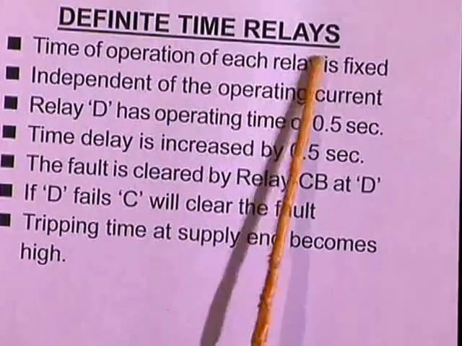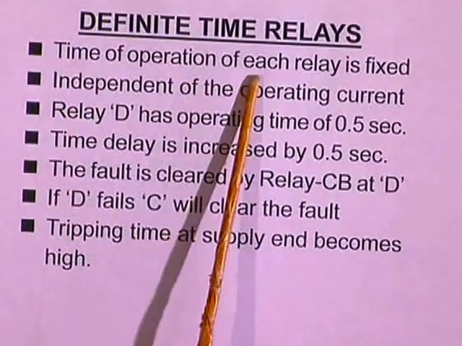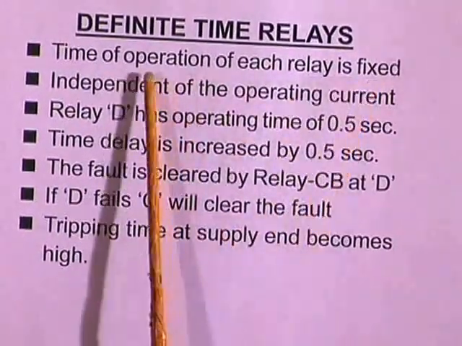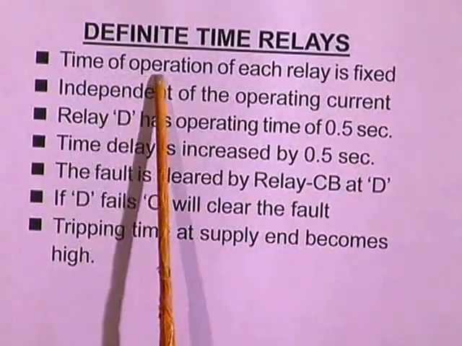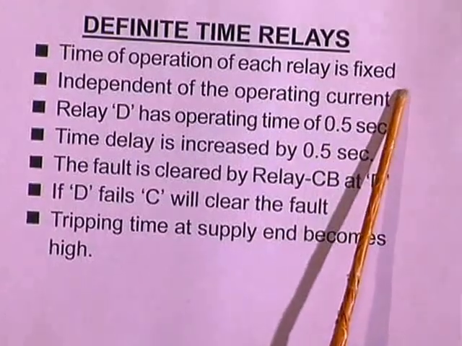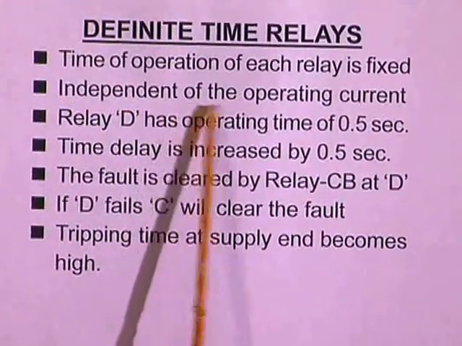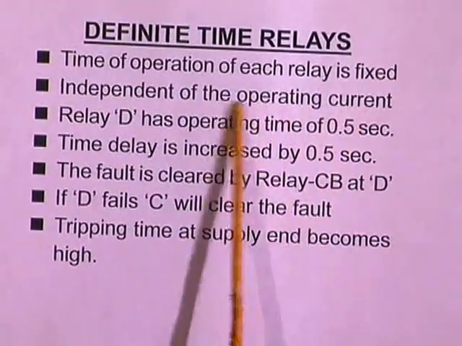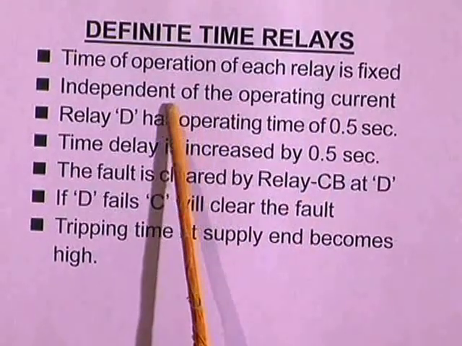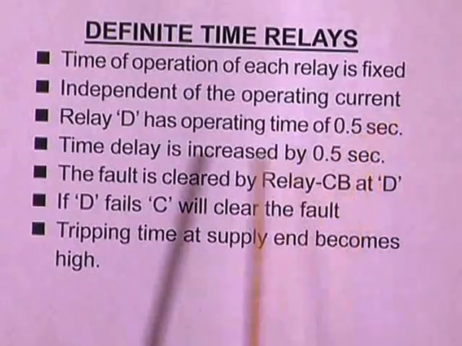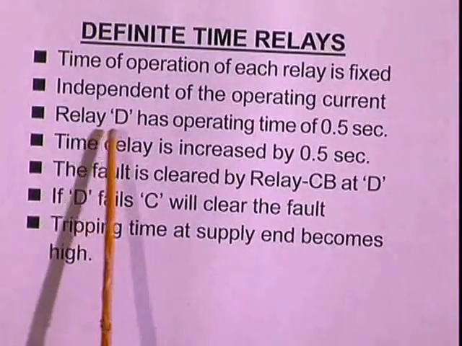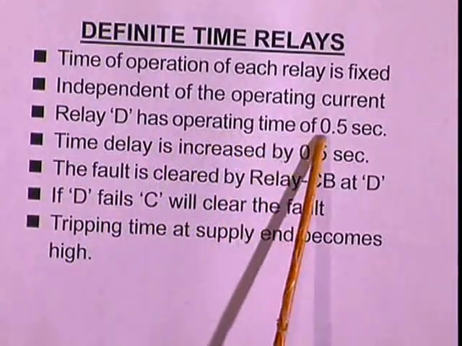So for definite time relays, the time of operation of each relay is fixed. If it is fixed for 0.5, it will operate within the 0.5 seconds. The time of operation of each relay is fixed. It is independent of the operating current. That means whatever may be the fault current, the time frame is fixed, therefore it is independent of operating current. The third point is, relay D has an operating time of 0.5 second.